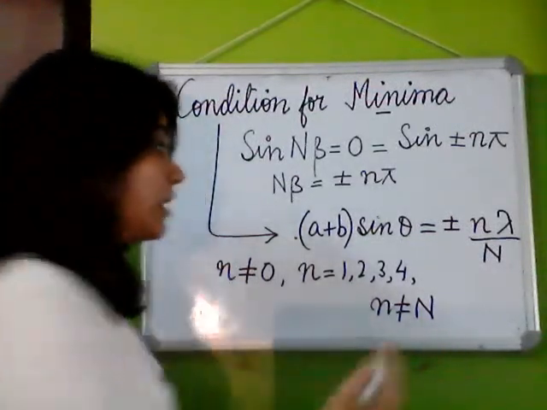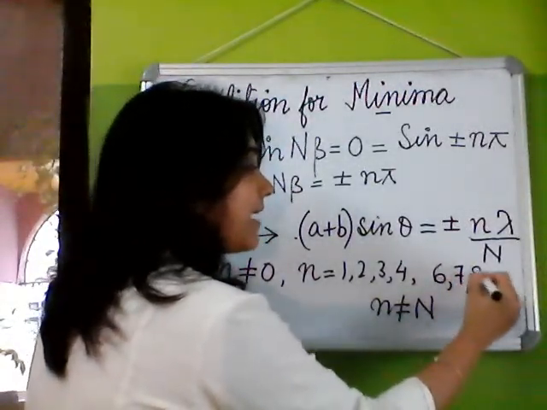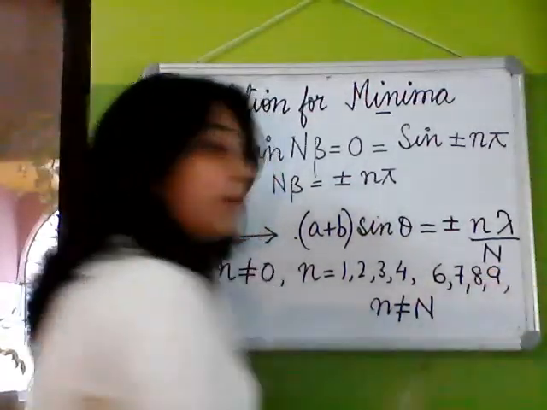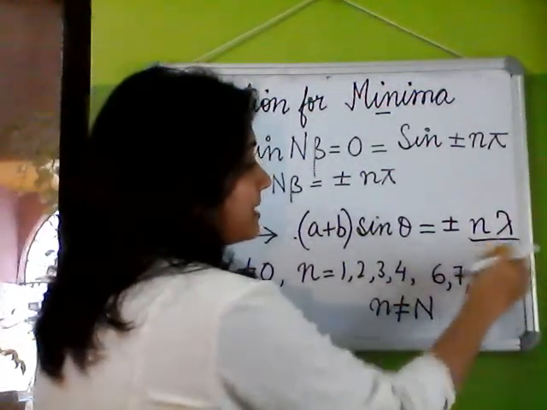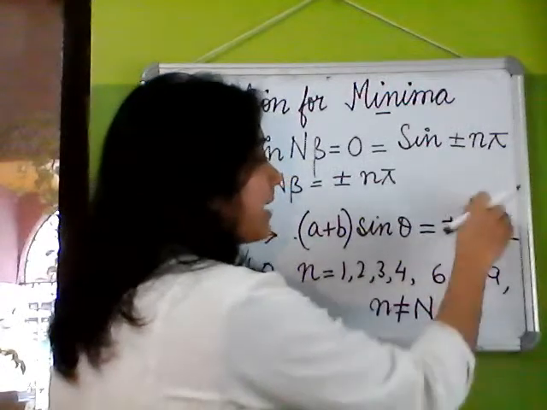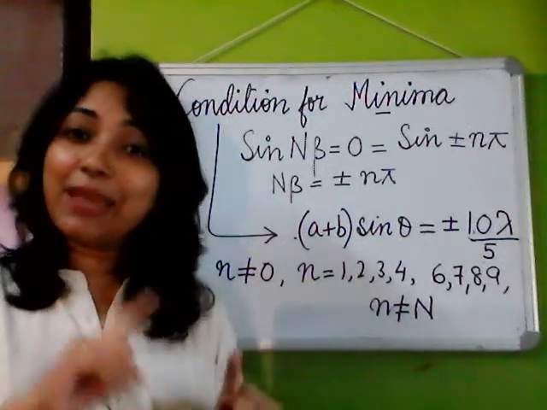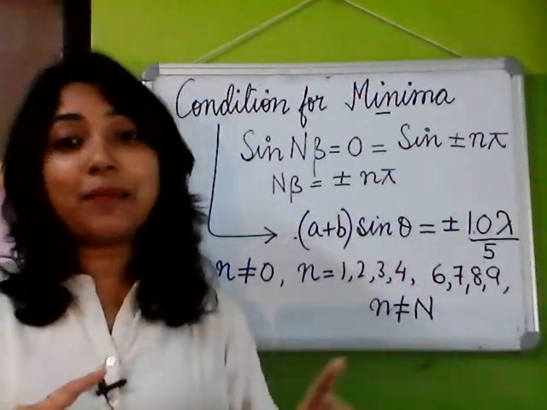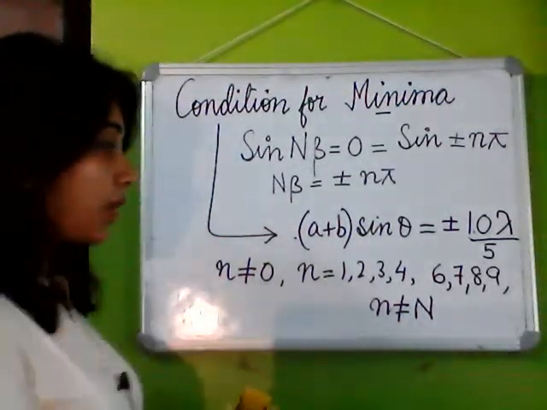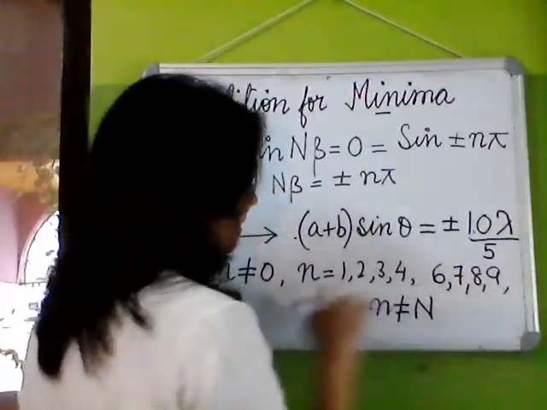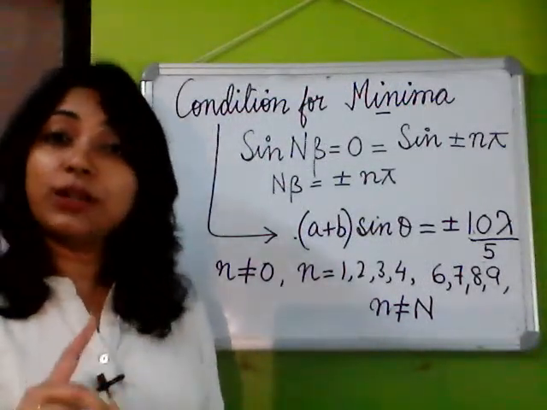Alright, now moving forward, so I cannot have 5, but what can I have? I can again have 6, 7, 8, 9, but what about n equal to 10? The moment I put 10, since N is equal to 5, what will I be left with? I will be left with plus minus 2 lambda. Now remember, (a plus b) sin theta equal to plus minus 2 lambda is the condition for getting second order primary maxima. So once again, what will we miss? We will miss the order n equal to 10. We will not be allowed to have the n equal to 10 value.